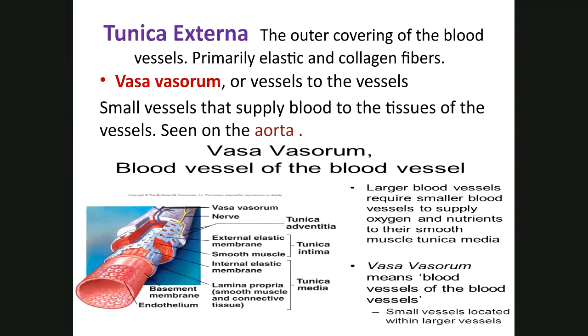The external layer is called the tunica externa. This is the outermost covering, and this is primarily made up of elastic and collagen fibers. We talked about the vasa vasorum in the past, and these are where we have vessels on vessels, specifically on large vessels like the aorta.